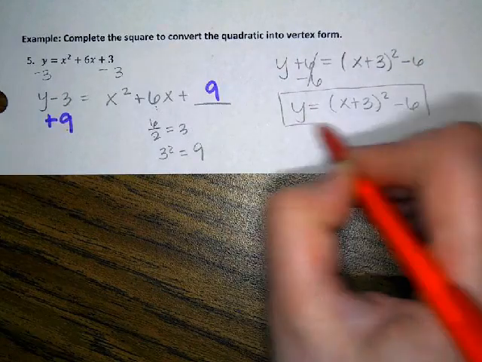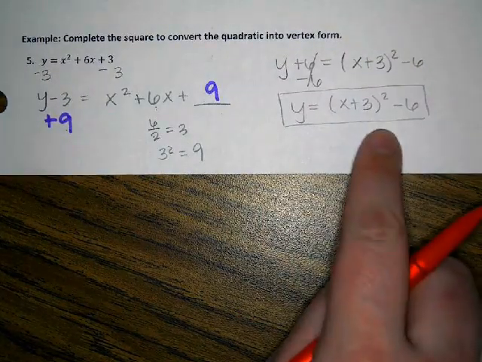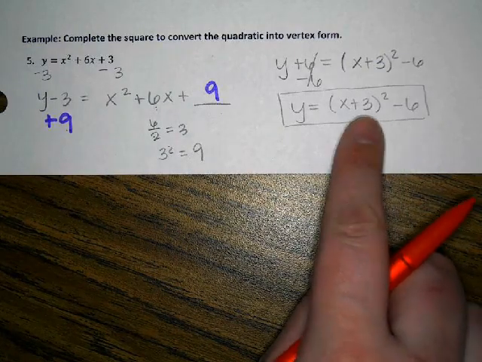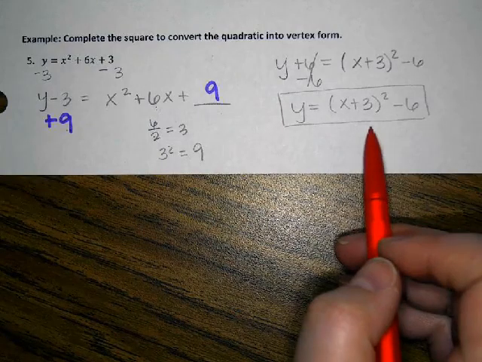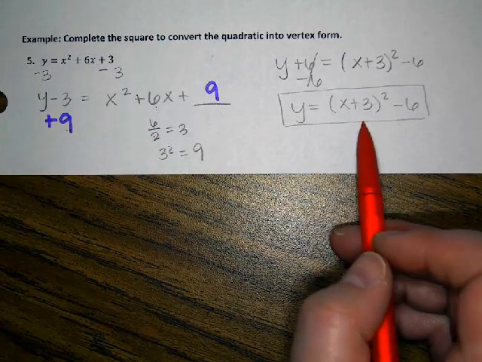Now from here, I could tell somebody what the vertex is. Not yet, we've got to do a couple examples. Negative 3, negative 6. What is this? What are some of the transformations? Left 3, down 6. Left 3, down 6. Perfect. Okay, let's flip the page.